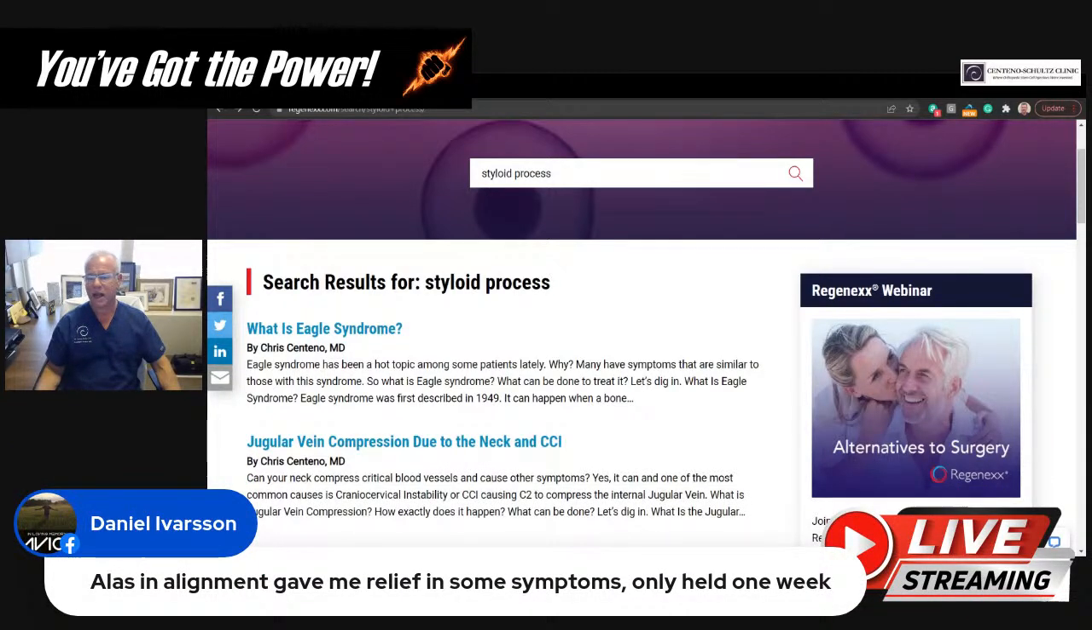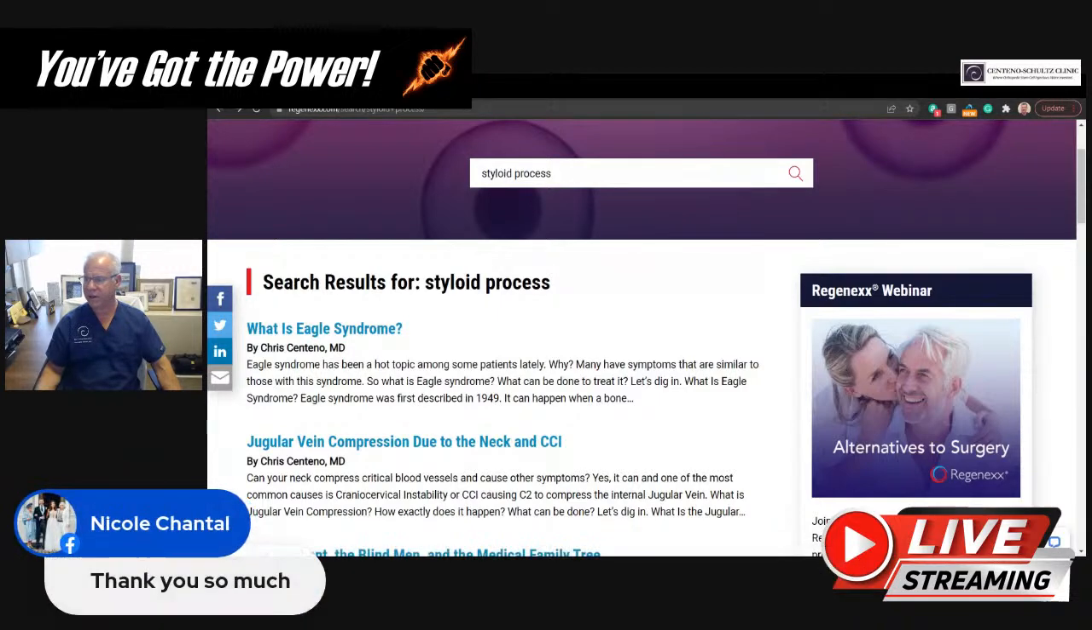Daniel, Atlas in alignment, getting relief with some symptoms, only held 1 week. So Daniel, I don't recall your other comments. I apologize for not really understanding the context there.